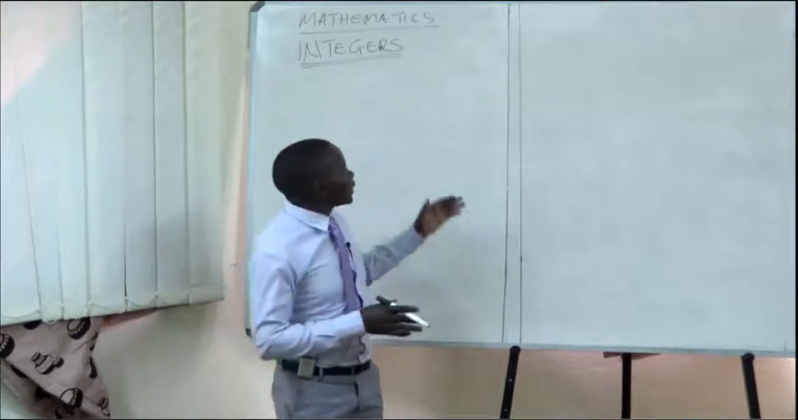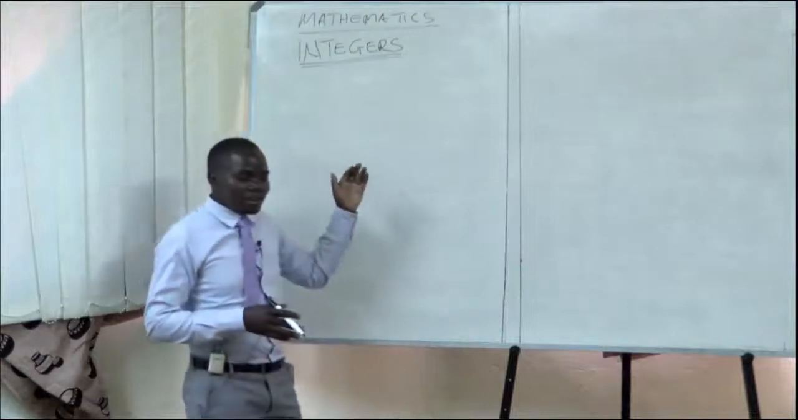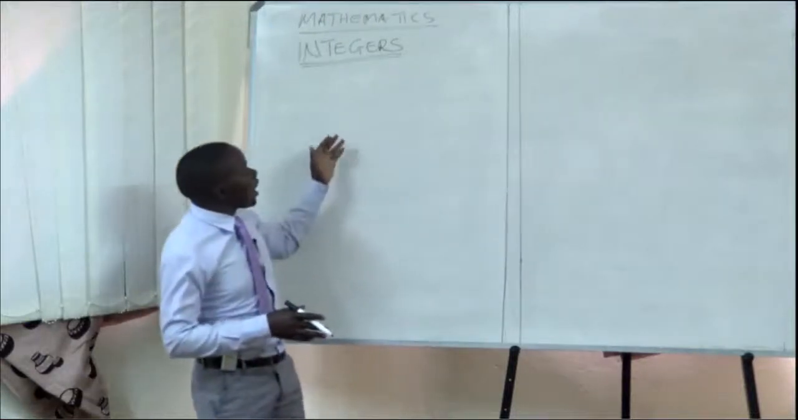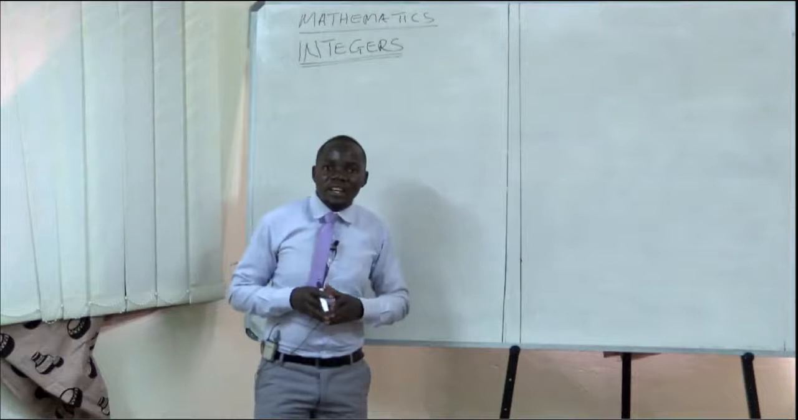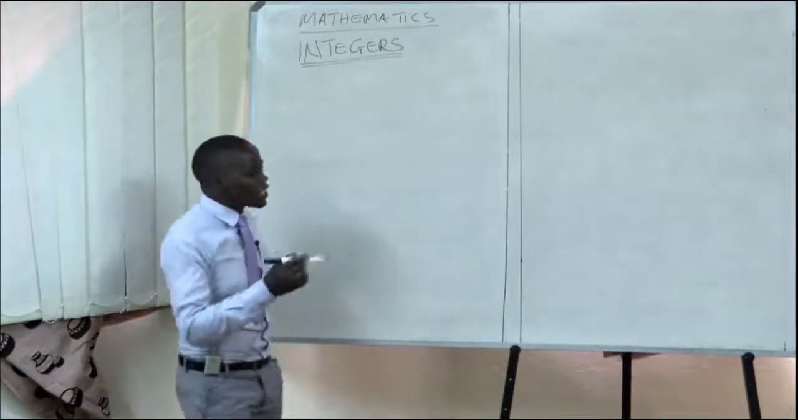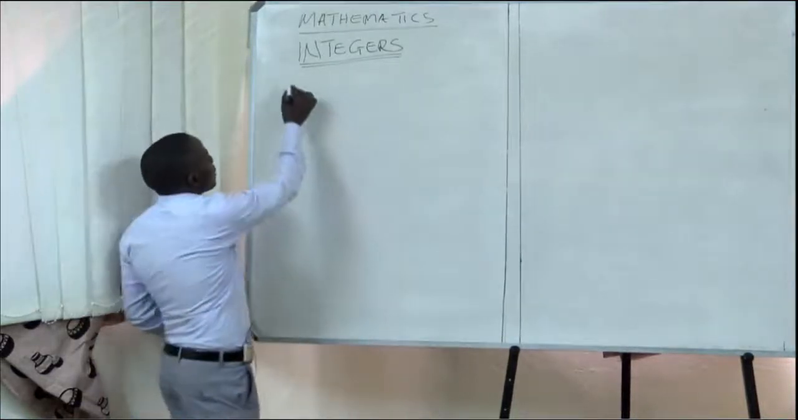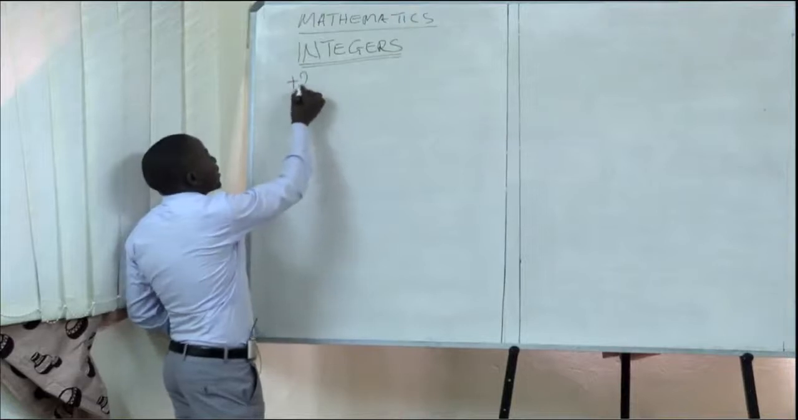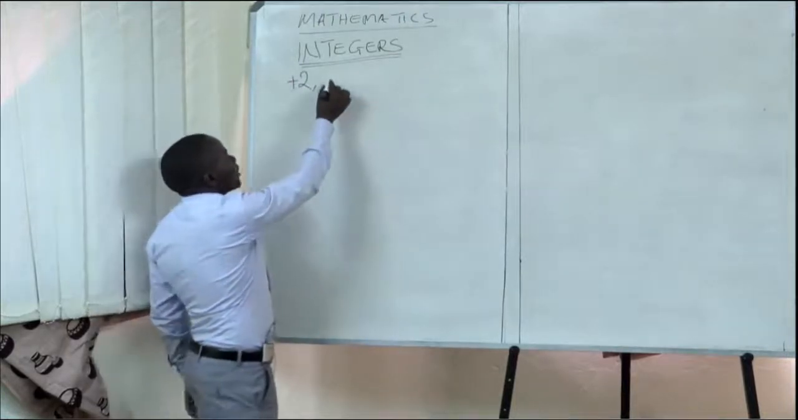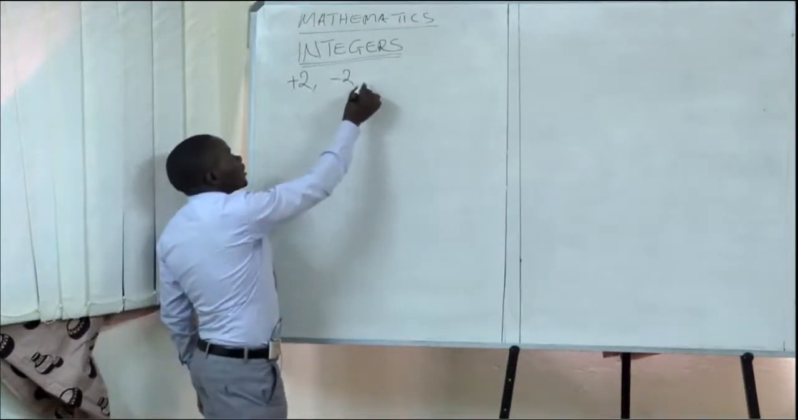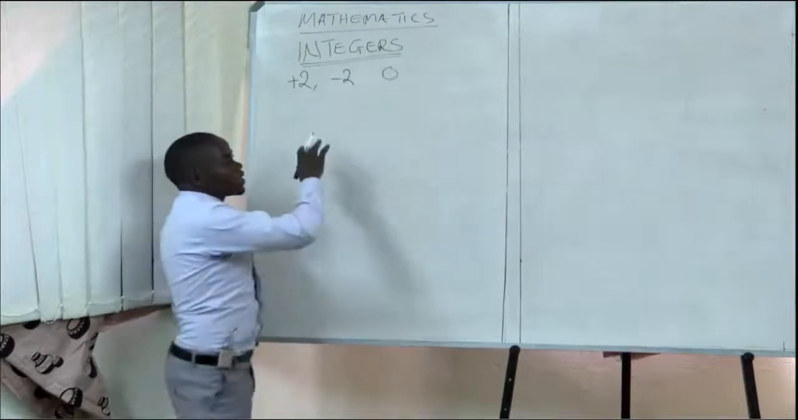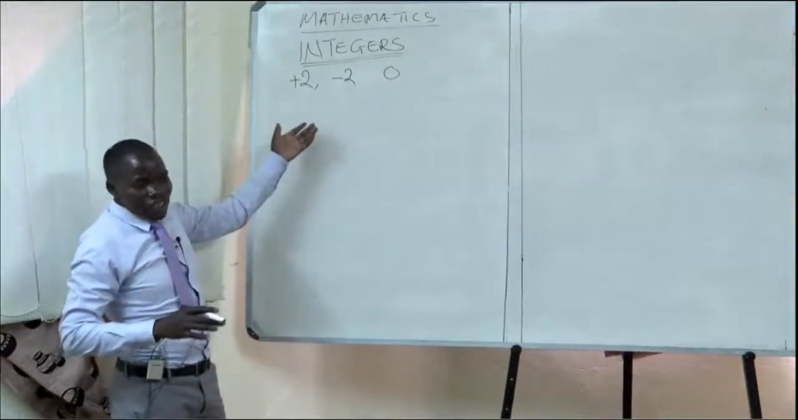So, in short, integers are positive and negative whole numbers, including 0. So, we are saying integers here are positive numbers, okay, negative numbers, including 0. So, these are integers.